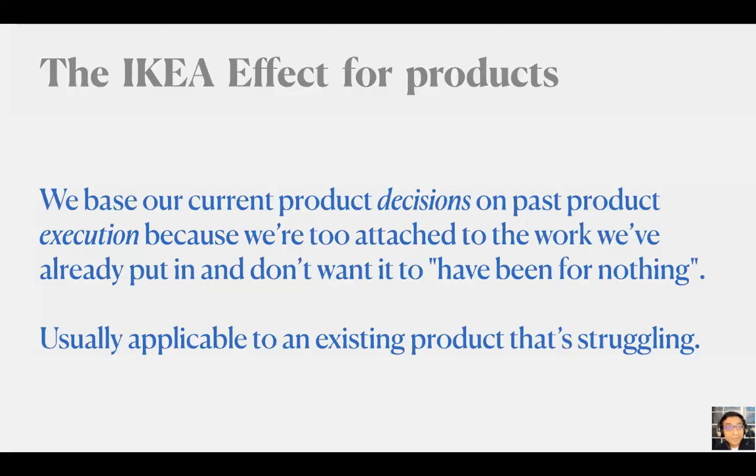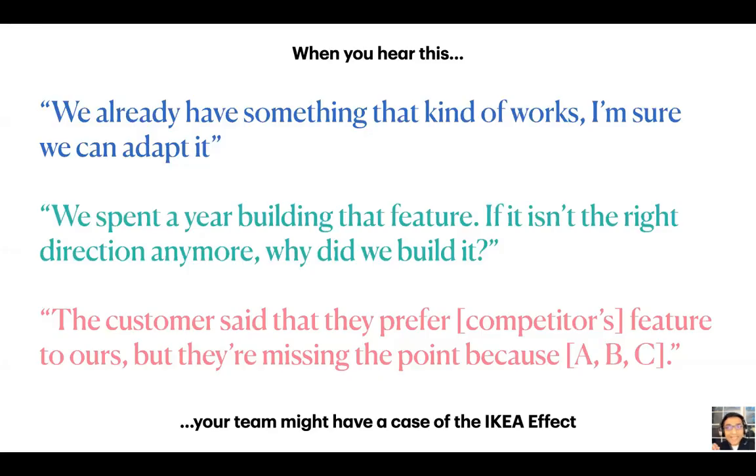With the IKEA effect for products, we base our current product decisions on past product execution because we are too attached to the work we've already put in and don't want it to have been for nothing. You'll encounter this effect quite often with products that are straddling that unfortunate zone of not being a complete failure and not being very successful either. What's interesting about the IKEA effect is that it makes us less attentive to our customers' actual needs. Instead of being rational, we try to rationalize.